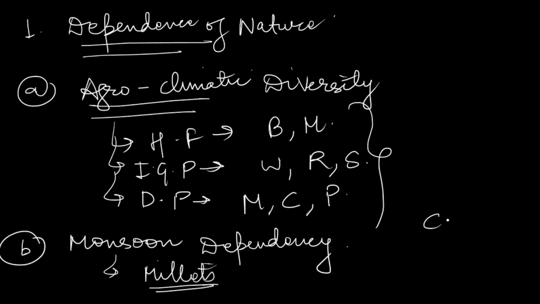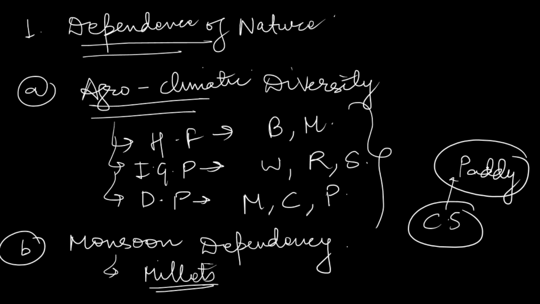What is crop switching? Suppose a farmer had planned a crop, that is paddy, but due to lack of rainfall or low rainfall, they have to now switch. So instead of paddy, they are going towards some coarse grains, such as millets. So crop switching is another factor which affects. So monsoon dependency is one more factor.